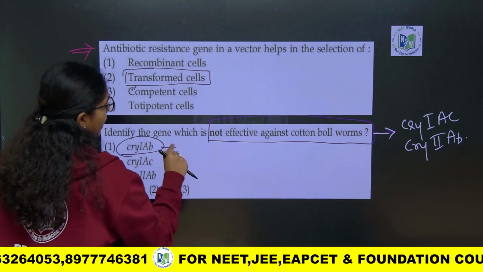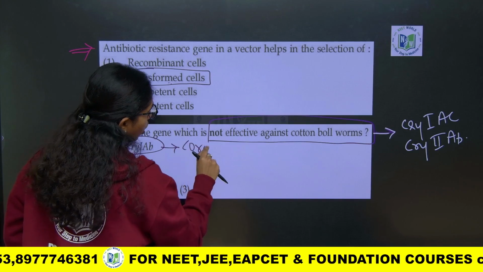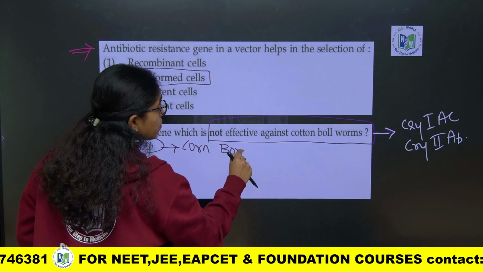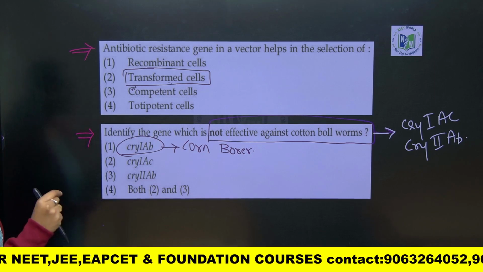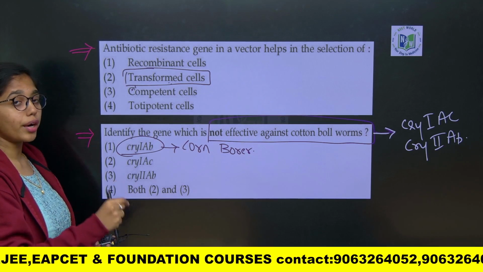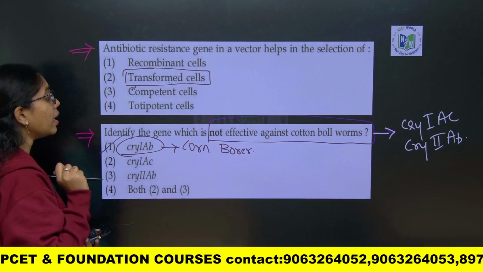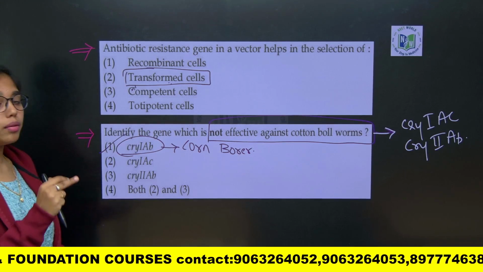Cry1 AB is against corn borer. Okay, corn borer. Keep that in your mind, because many times the question is asked with respect to this. So the gene not effective against cotton bollworms is Cry1 AB, because that is against corn borer.